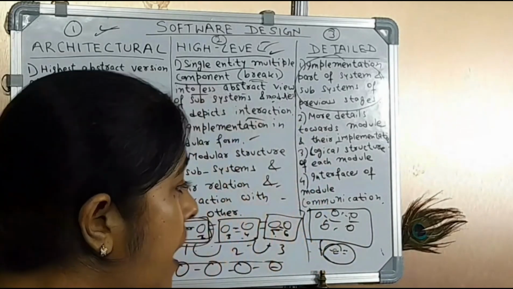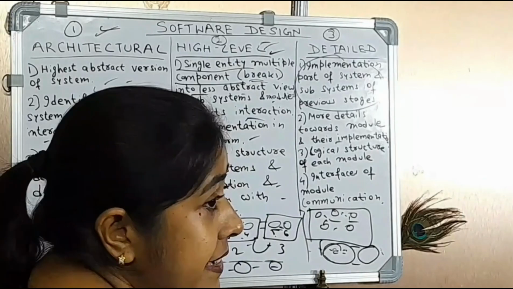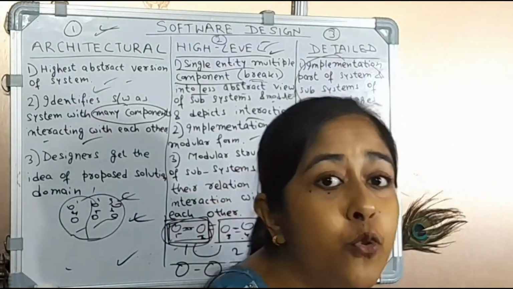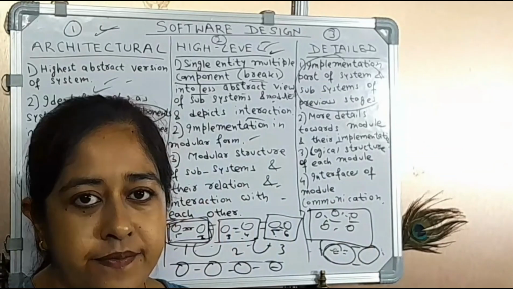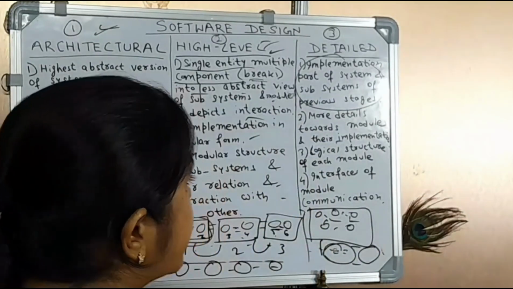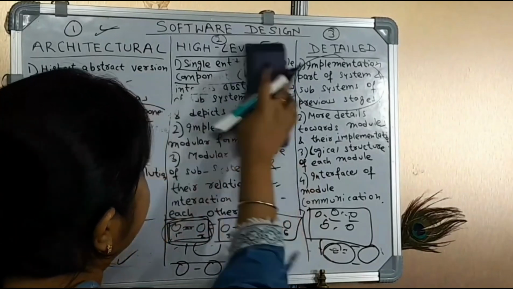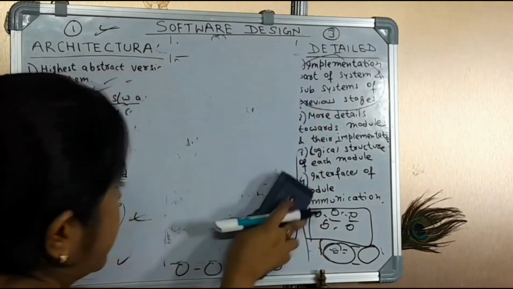And what is coupling? When two particular modules are there, the interdependability between those two modules is known as coupling. Then again, let me repeat. I will show you here, and then you will be able to understand it.